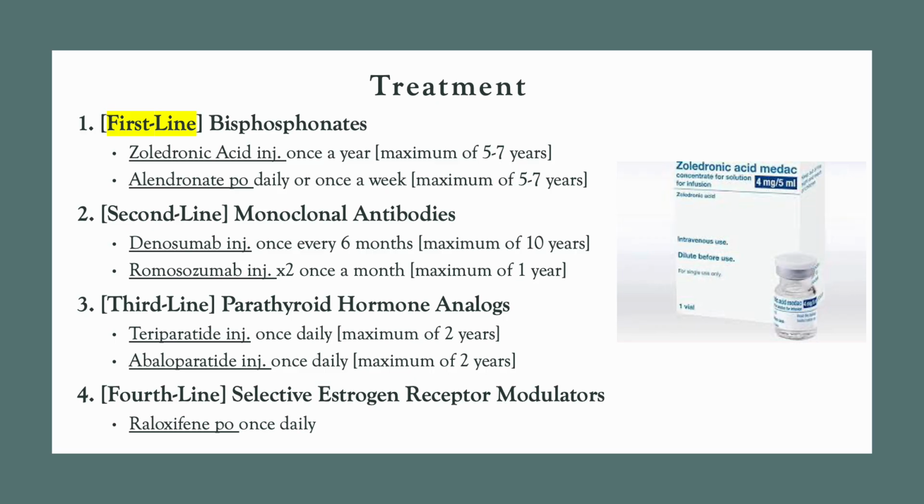Parathyroid hormone analogs such as teriparatide or Forteo, which is its brand name, and abaloparatide or Tymlos, which is its brand name, are the third-line medical therapy for osteoporosis. These medications function by mimicking parathyroid hormone and stimulating osteoblasts for bone buildup. These are administered as a once-daily injection for a maximum of 2 years.